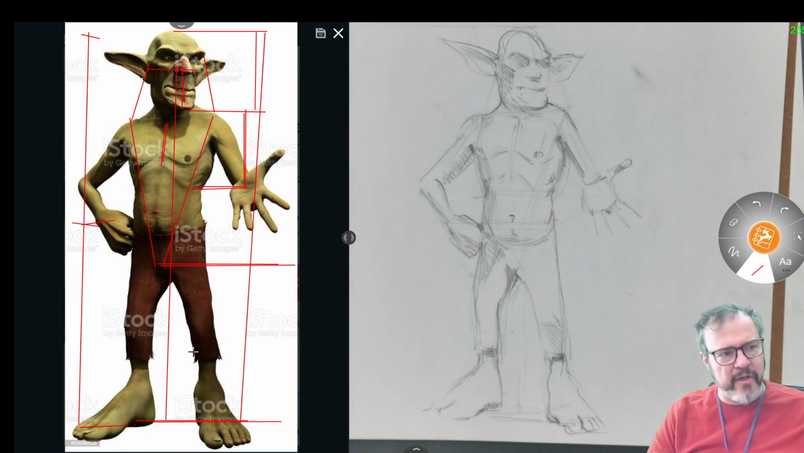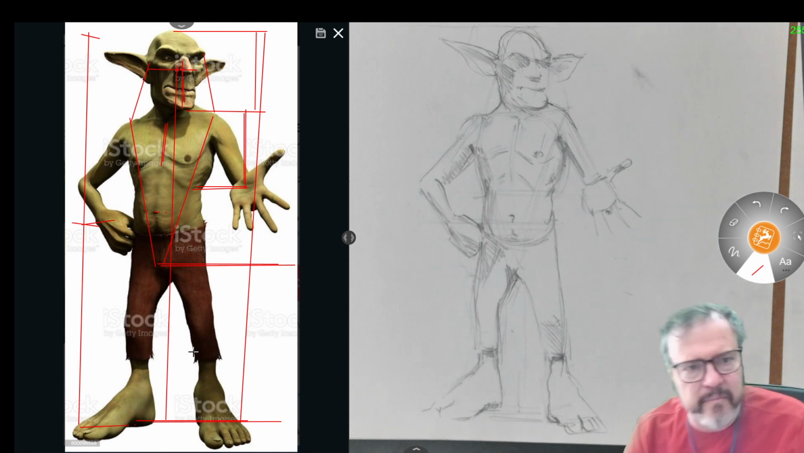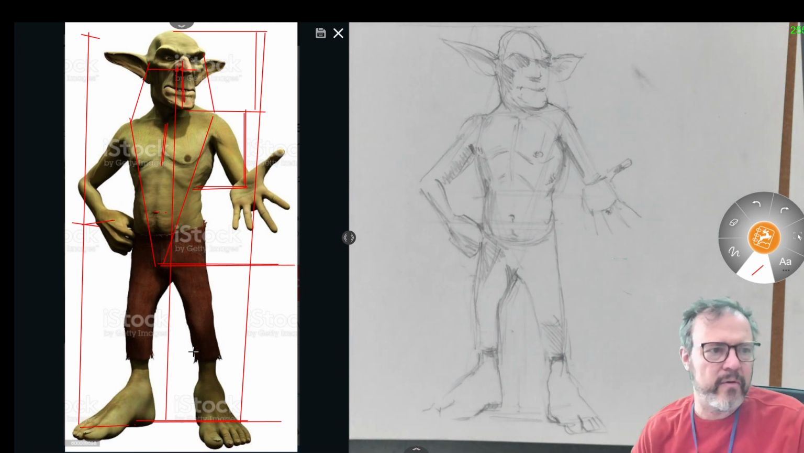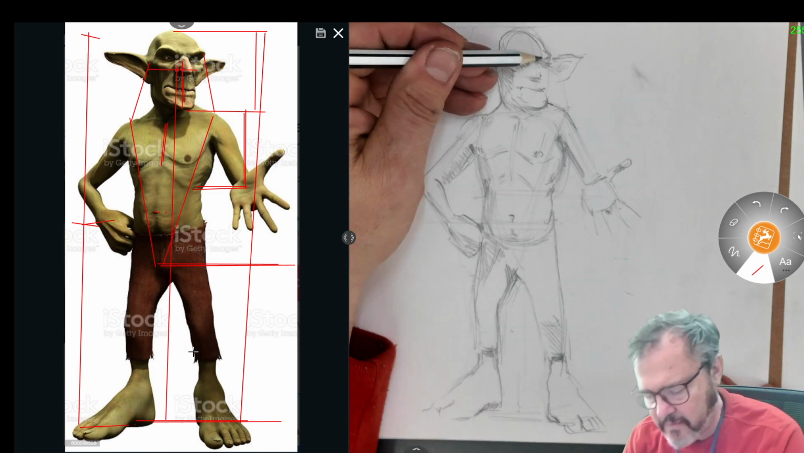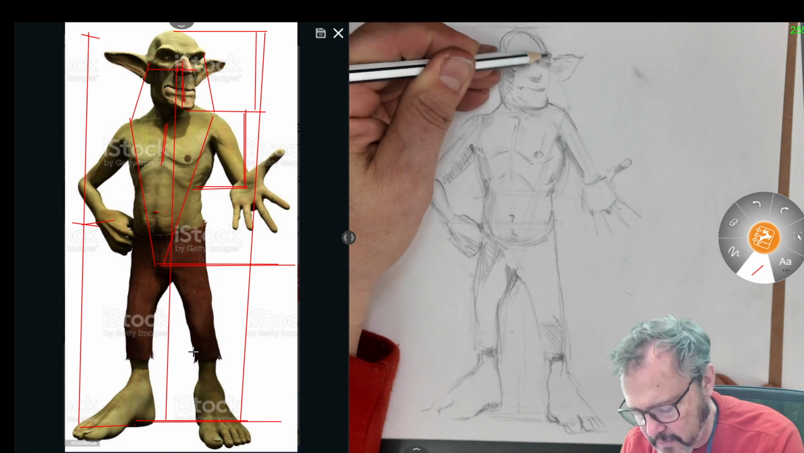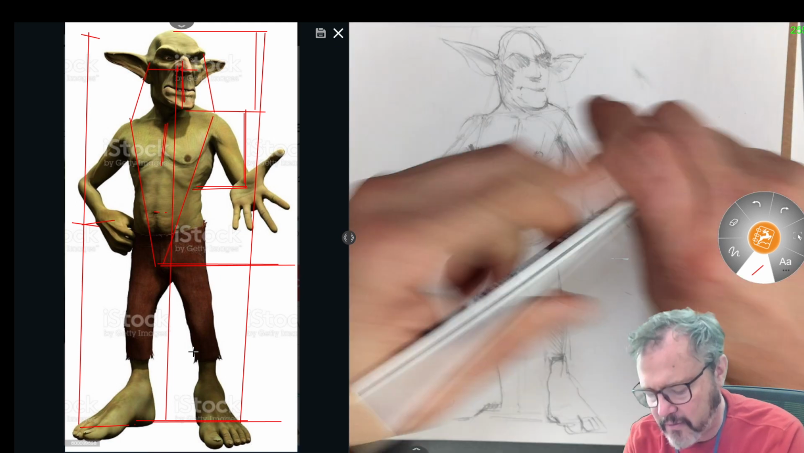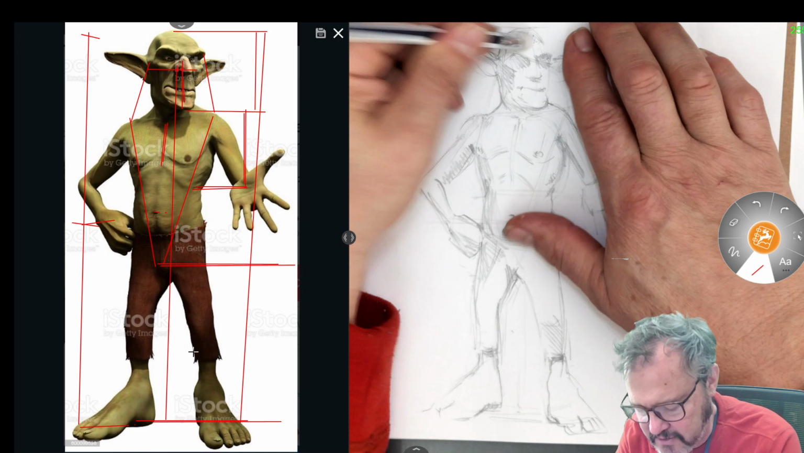Although I'll tell you one thing, now that I'm assessing this a little more critically, I feel like the eyes in my drawing are a little low. Can you see that? Yes. Or maybe it's just because you hadn't done the brow line all the way. Maybe. It's because I'm not used to drawing goblins.